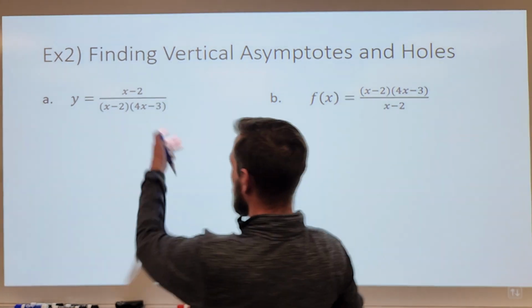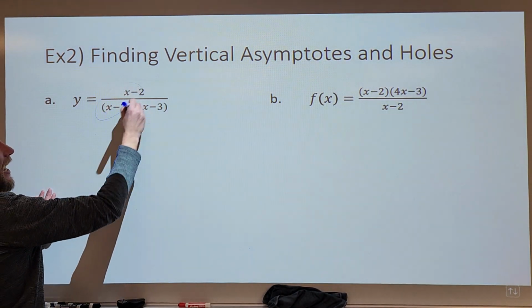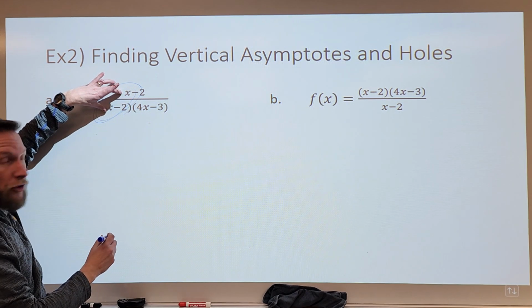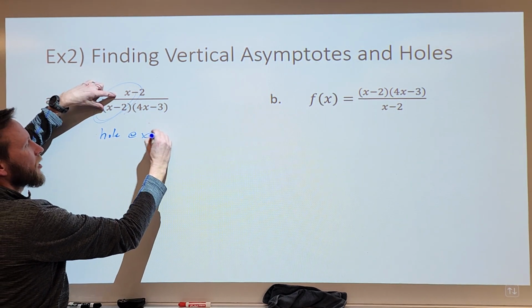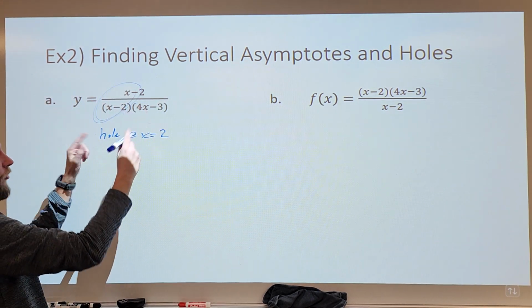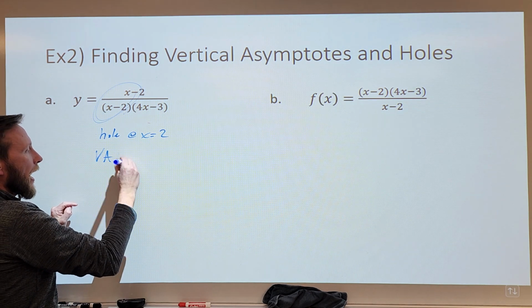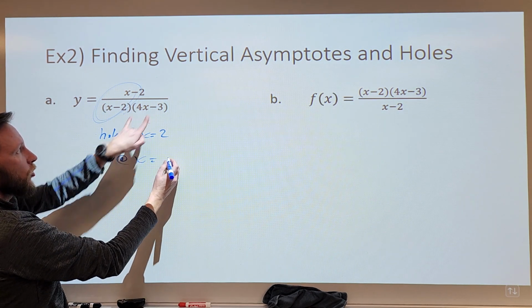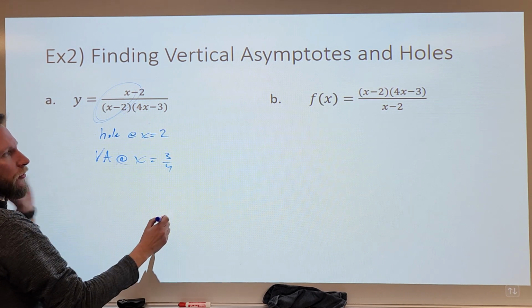And lucky for us, these are already factored. Hooray! All right, so I see that there's a common factor in numerator and denominator. So that means that there will be a hole at x equals positive 2, right? When x minus 2 equals 0, so x equals 2 is where there's a hole. There will be a vertical asymptote at the vertical line x equals, when does this equal 0? When x equals add 3 divided by 4, 3/4.